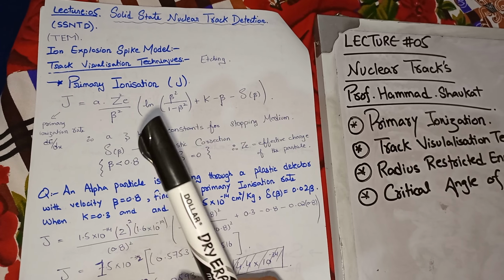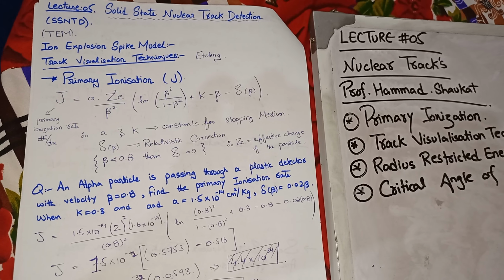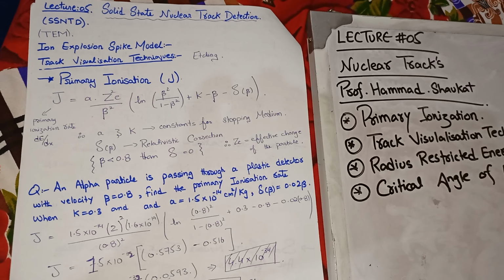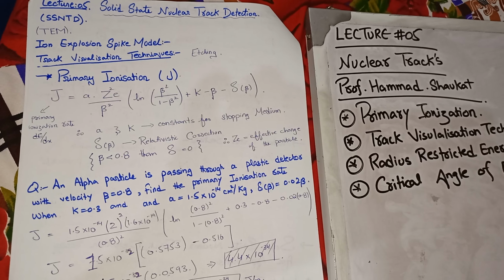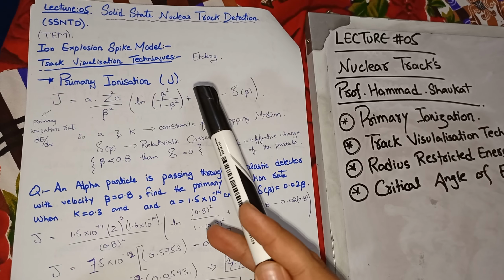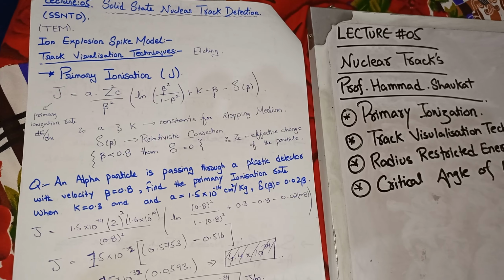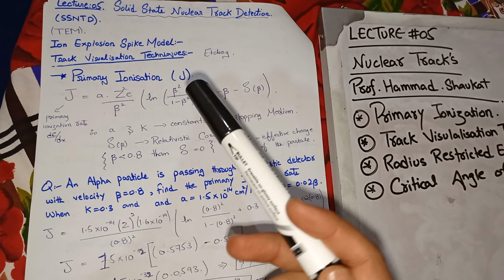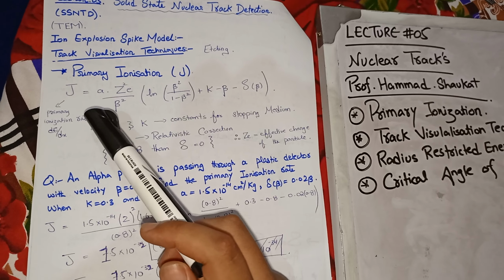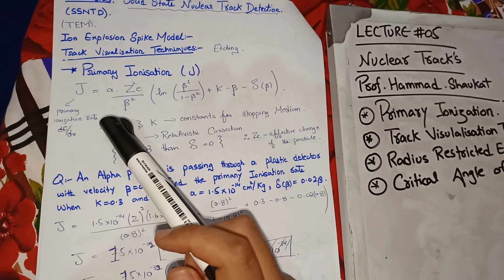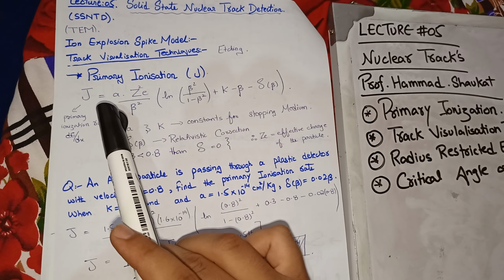The parameter J represents the primary ionization rate, or the density of radiation damage. It is a function of Z and beta, where beta equals V by C, and a functional form based on the work of Bethe can usually be written by this formula. J is, as I already told you, the primary ionization rate, or the density of radiation damage.